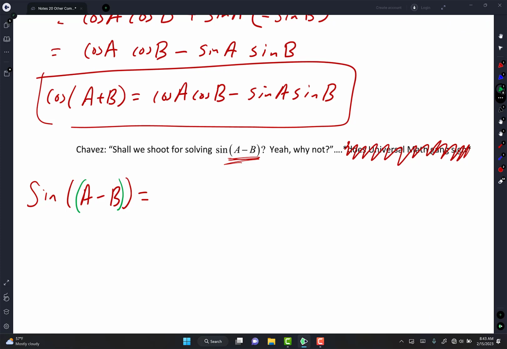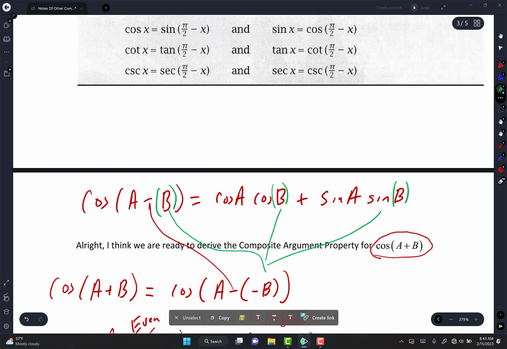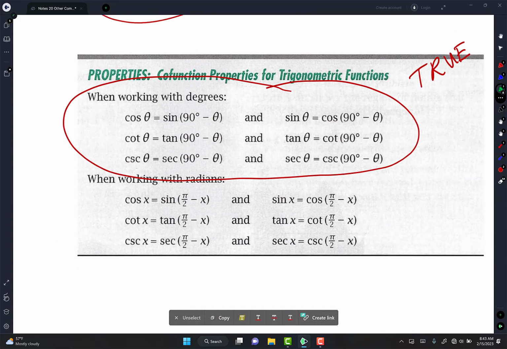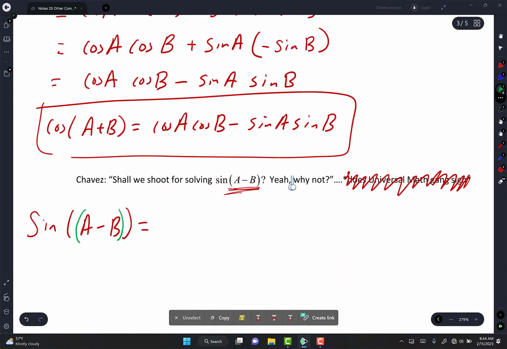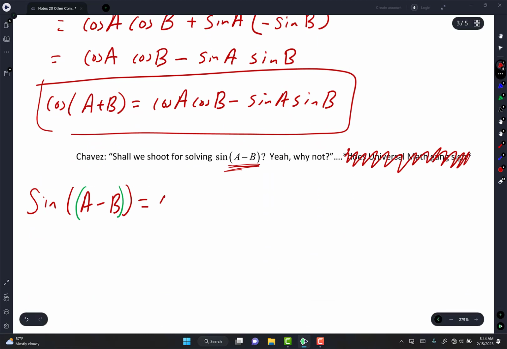And I'm going to turn this into cosine. All I'm doing is this one right here. I'm grouping the A minus B as a theta, as one of the angles. So I'm going to write it like this: cosine, giant parenthesis, 90 degrees minus, here's my green one, A minus B, close, close.